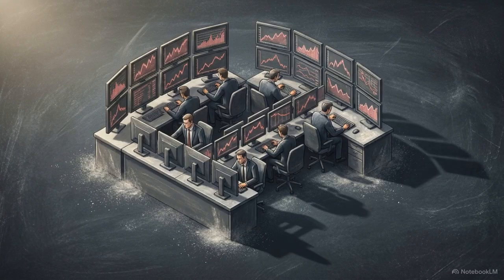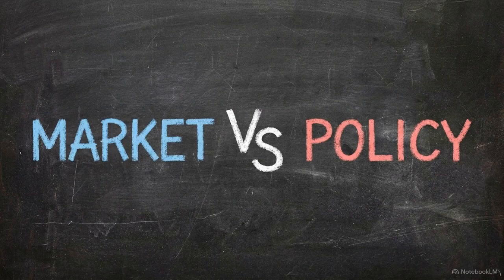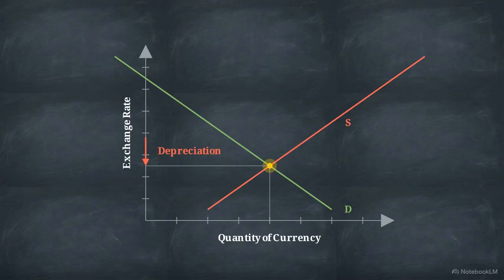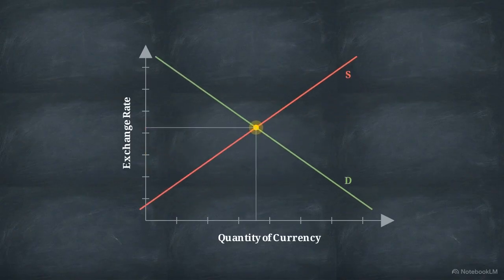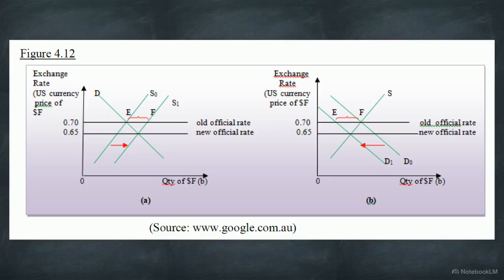This distinction between market forces and state intervention clarifies a common point of confusion in economic terminology. Depreciation is not the same mechanical concept as devaluation. Appreciation and depreciation refer strictly to organic, market-driven shifts in supply and demand within a floating system. As this visual comparison shows, a revaluation or devaluation operates entirely differently.